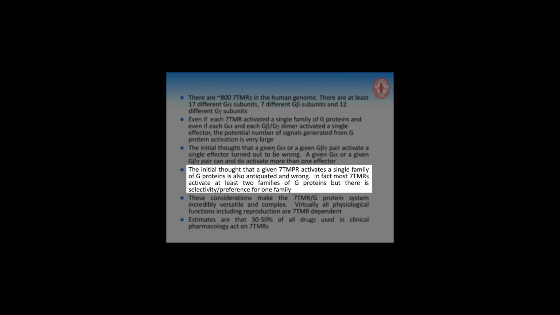Also, the initial thought that a given receptor may activate a single family of G proteins is antiquated and wrong. In fact, most of these receptors can activate at least 2 families of G proteins, but there is selectivity or preference for one of the 2 families. So these considerations, when you think about it, make the 7-transmembrane receptor G protein system incredibly versatile and complex.